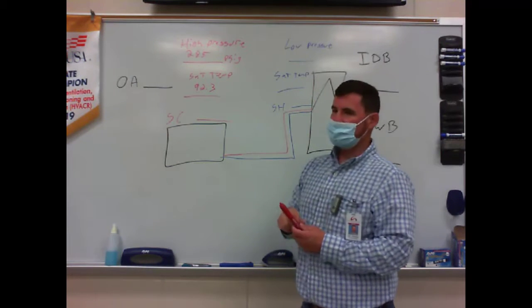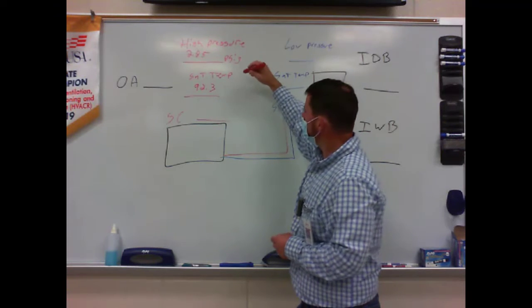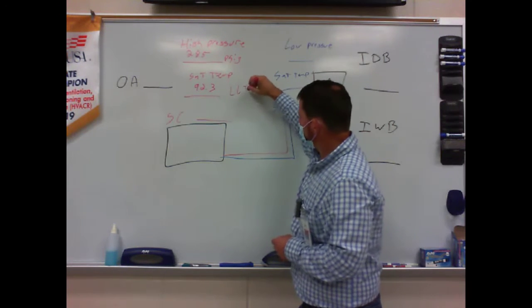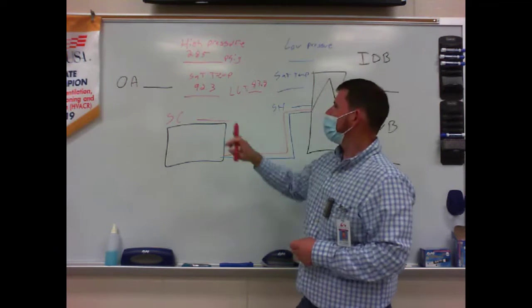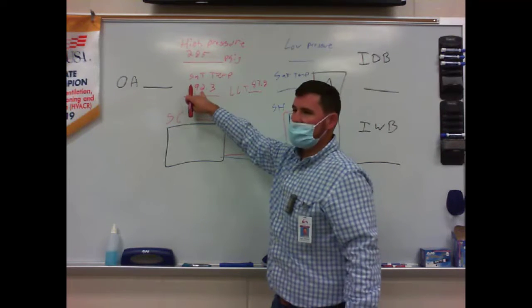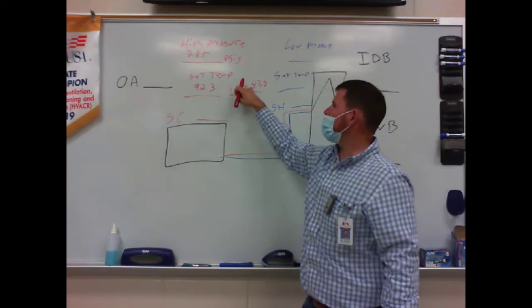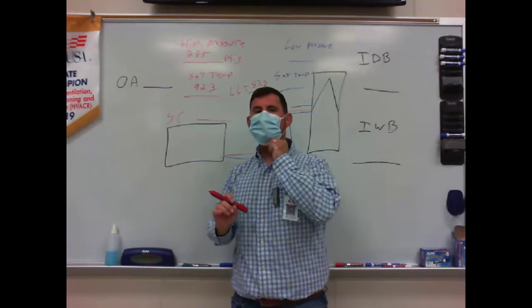What was my line temperature? 83.8. All right, that stands for liquid line temperature. So if I was saturating at 92.3, my liquid line was 83.8. How much subcooling did I have? 2.3.